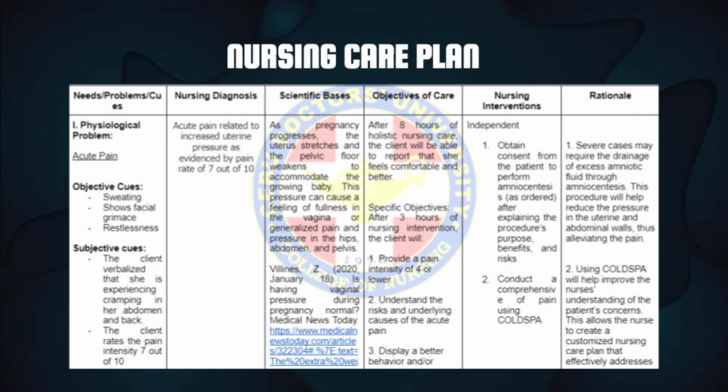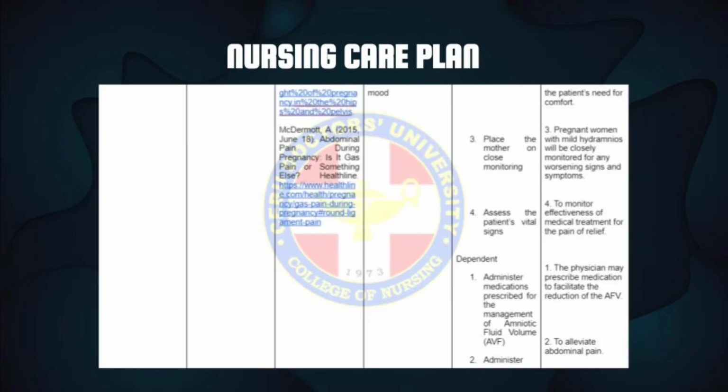Number 1, obtain consent from the patient to perform amniocentesis as ordered after explaining the procedure's purpose, benefits, and risks. So severe cases may require the drainage of excess amniotic fluid through amniocentesis. This procedure will help reduce the pressure in the uterine and abdominal walls, thus alleviating the pain. Next, conduct a comprehensive assessment of pain using COLD SPA. So using COLD SPA will help improve the nurse's understanding of the patient's concerns. This allows the nurse to create a customized nursing care plan that effectively addresses the patient's need for comfort.